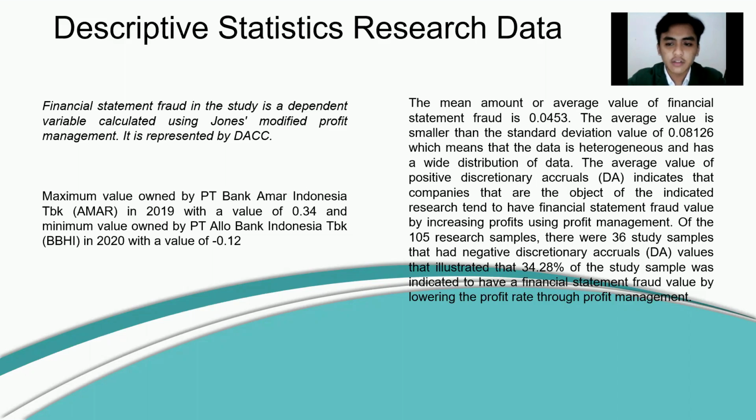The average value of positive discretionary accruals indicates that the companies that are the object of the research tend to have financial statement fraud by increasing profit using earnings management. Of the 105 research samples, there were 36 samples that had negative discretionary accruals values, which illustrates that 34.28% of the study sample was indicated to have financial statement fraud by lowering the profit rate through earnings management. The maximum value is owned by PT Bank Amar Indonesia in 2019 with a value of 0.34, and the minimum value is owned by PT Alobank Indonesia in 2020 with a value of minus 0.12.